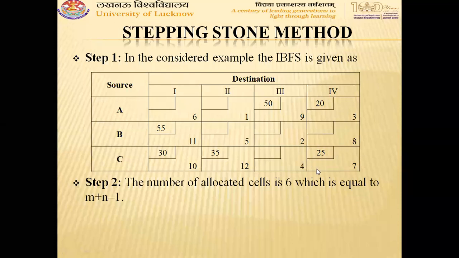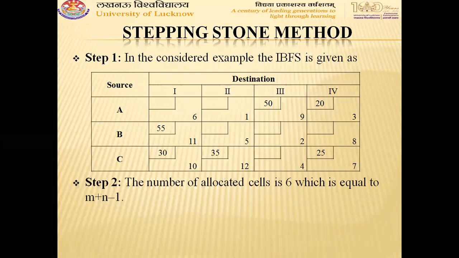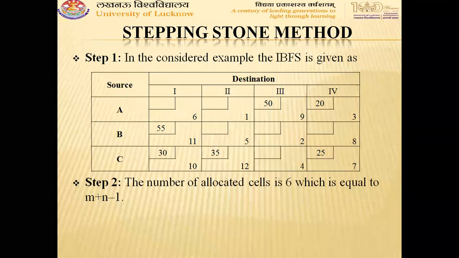Now we have to check the degeneracy. The number of allocated cells is 1, 2, 3, 4, 5 and 6. The number of columns is 4 and the number of rows is 3, so m plus n minus 1 is 3 plus 4 minus 1, that is 6. So the number of allocated cells is equal to m plus n minus 1. Our solution is not degenerate and we can move to step 3.